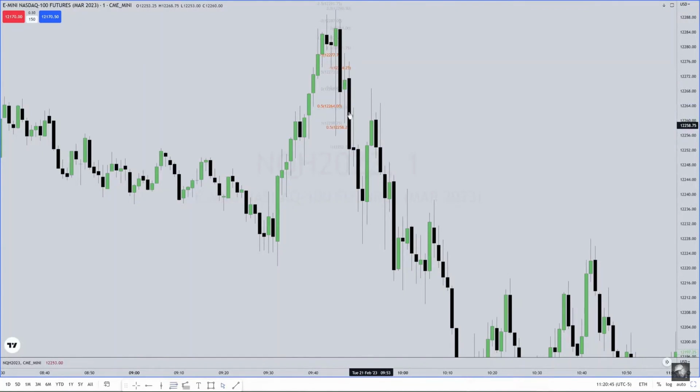Okay. Between the consequent encroachment of this wick at 12,264 even, and the consequent encroachment of this wick here, which is 12,248.25, that right there is equivalent to what? A fair value gap. Oh my goodness. So right there is equivalent to a fair value gap. Now you don't see it. You don't see that in the charts.